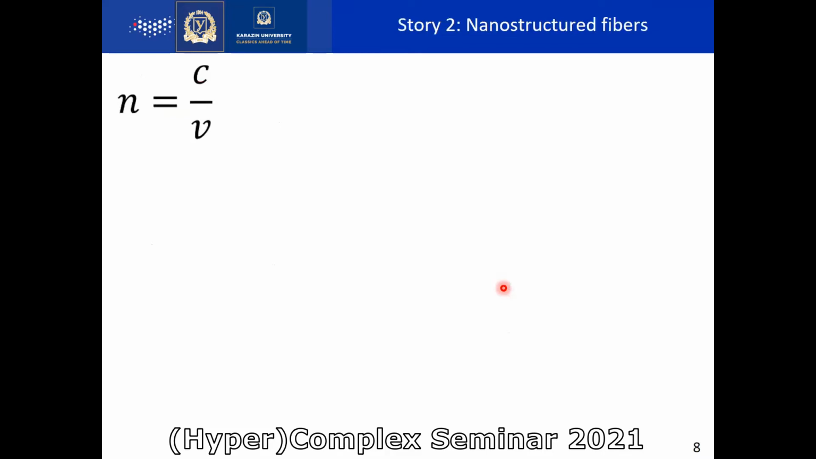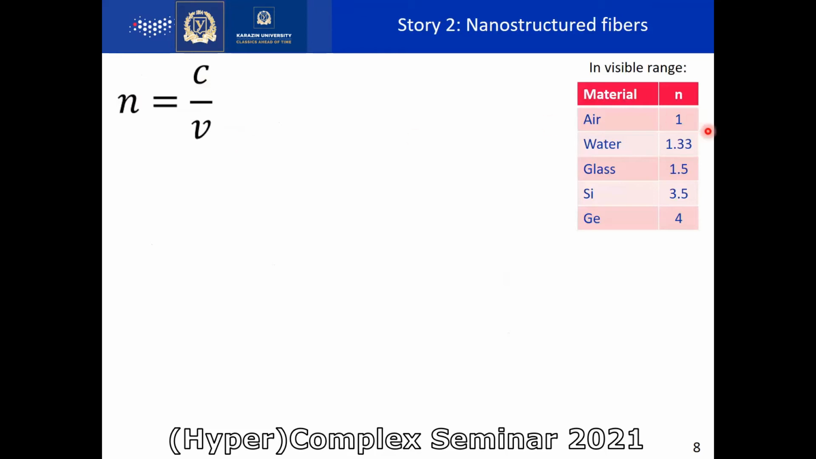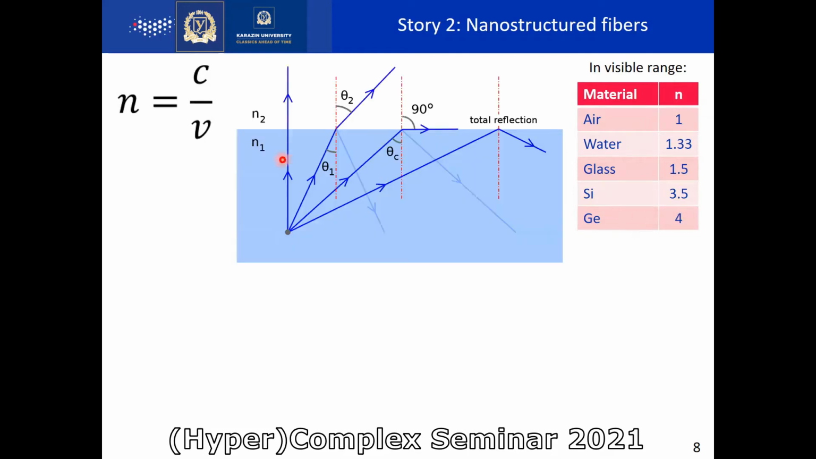The second story is devoted to the fibers. It is well known that refractive index is defined as the ratio of the speed of light to the speed in the special medium. For different media the refractive index is different, but in the visible range it usually does not exceed 4.